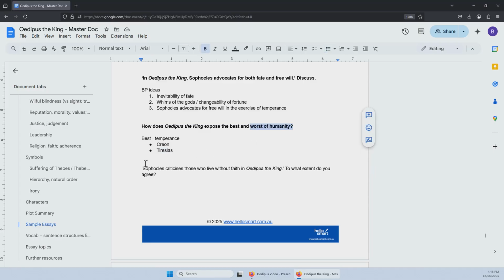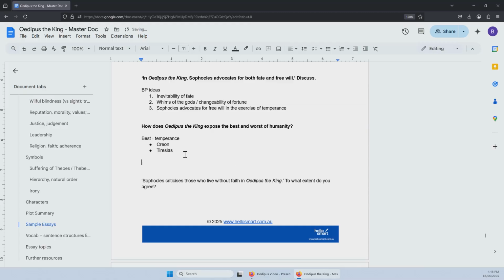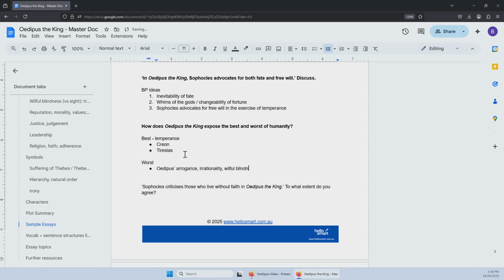However, we also see the worst of humanity as well in characters like Oedipus. So his arrogance, his irrationality, and his willful blindness are all things that we criticize in the text, or things that Sophocles depicts in a negative light. So these are probably the worst of humanity. But he also offers insights into times when people do quite inhumane things, at least by modern standards. So you could talk about Jocasta and Laius attempting to kill their baby.